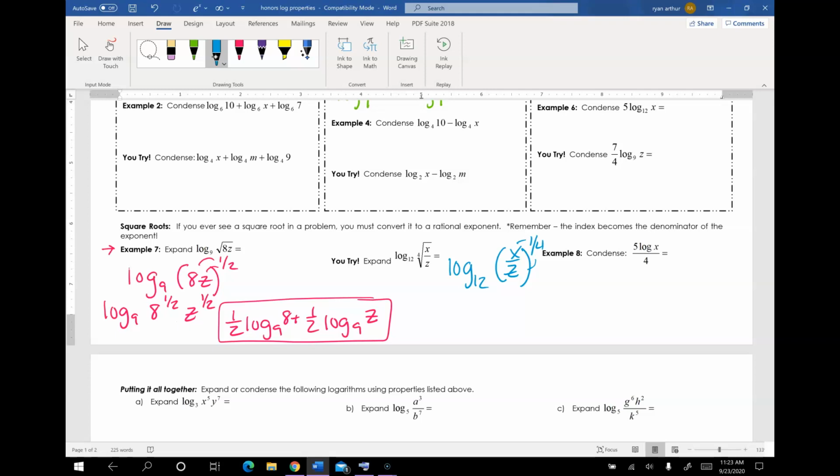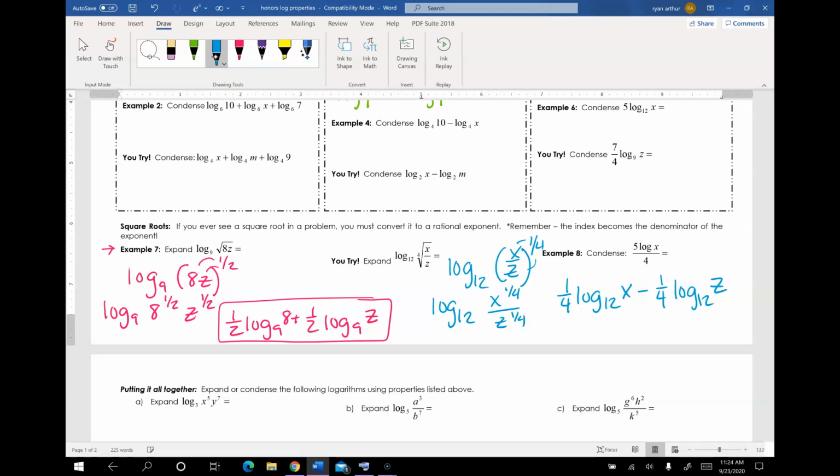Everybody gets a 1/4. So now I have log base 12 of x to the 1/4 divided by z to the 1/4. Division means to subtract. Exponents go on the front. So this will be 1/4 log base 12 of x minus 1/4 log base 12 of z.